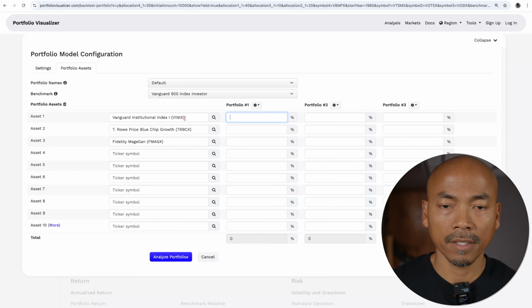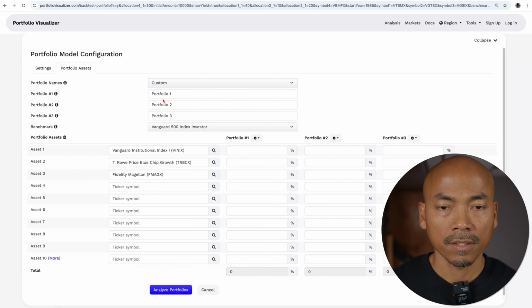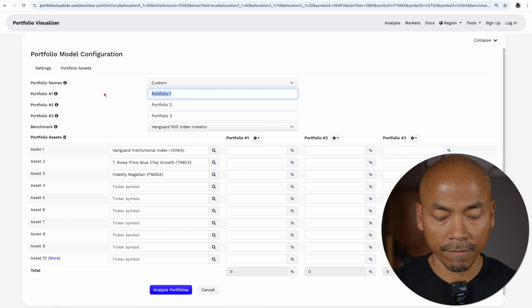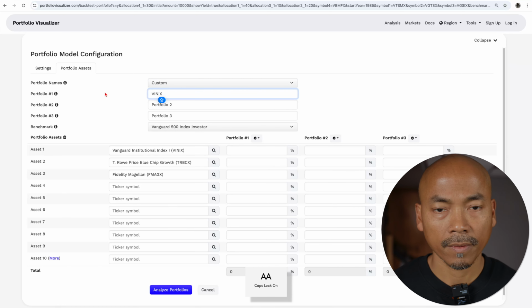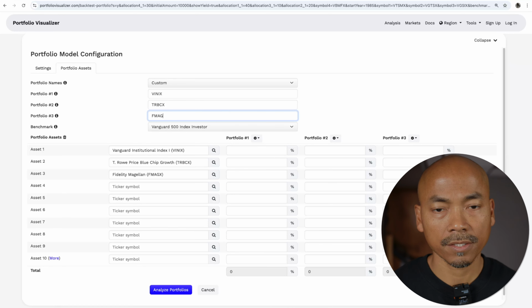In this case, I'm comparing fund performance, not portfolios, so I'm going to change to custom names. Portfolio 1 will be the VINIX. Portfolio 2 is the TRBCX fund. Portfolio 3 is the FMAGX.